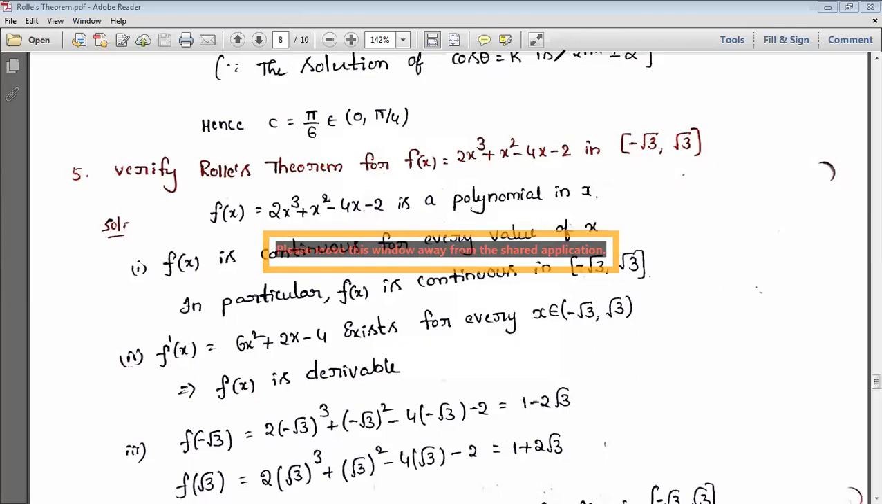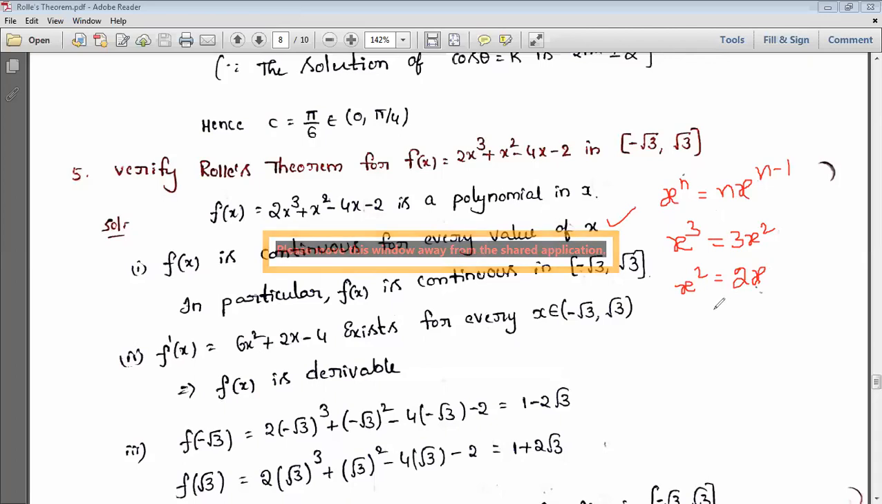So here the function is continuous for every value of x. And next, derivability. What is the derivative of this one? Here we are applying the formula for x power n, which is n into x power n minus 1. So we can apply this formula. The derivative of x cube is 3x square. And next, the derivative of x square is 2x.